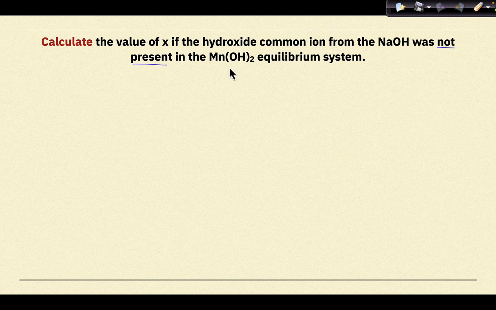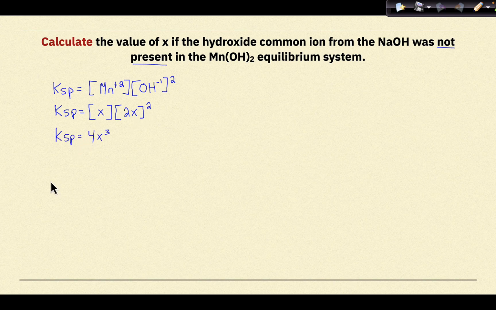Now we're going to calculate the value of X if the hydroxide common ion from the NaOH was not present in the Mn(OH)2 equilibrium system. So we're going to start out by writing our KSP expression. Next, we're going to plug in the X values. X times 2X squared is going to give us KSP is equal to 4X cubed. We're going to plug in our KSP value that is given to us. Finally, we're going to solve for X. X is equal to the concentration of Mn2+, which is 3.4 times 10 to the negative 5 molar.